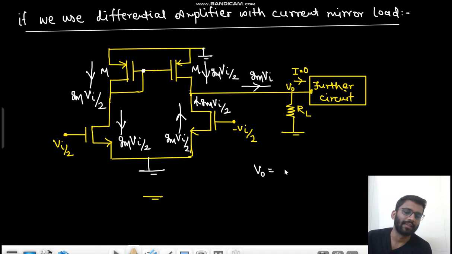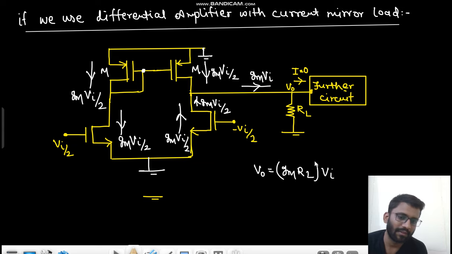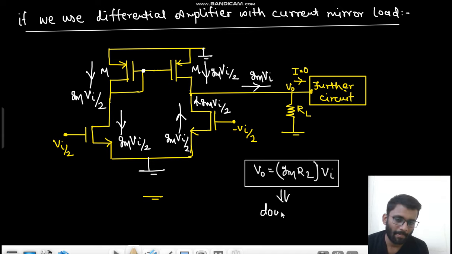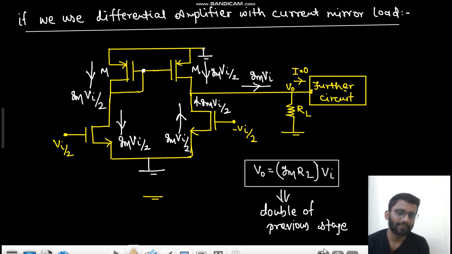What is the output we are getting? The output that we are getting is gm RL into Vi, which is double of the previous stage. That's how we can get a single-ended output.